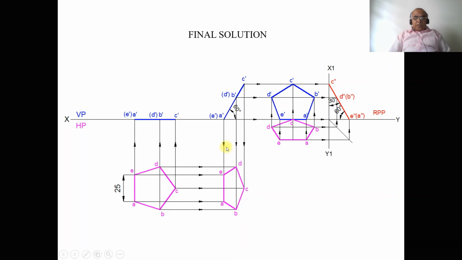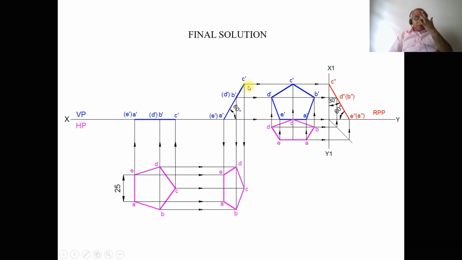Now you need to draw the top view. So to draw the top view, draw a vertical projector from A dash and E dash to the top view, and draw a horizontal projector from A and E. Both these two lines will intersect at this point as A and this point as E. Similarly, draw a vertical projector from B dash and D dash, and draw a horizontal projector from B and D. Both these two lines will intersect at this point and also at this point. You mark them as B and D.